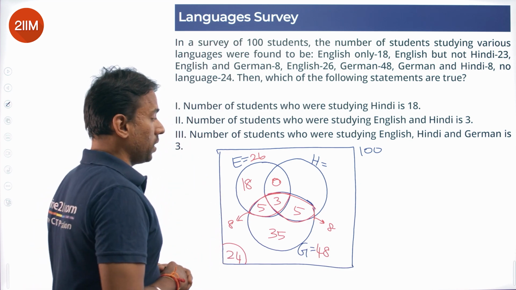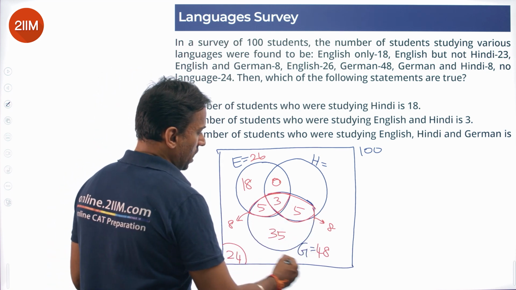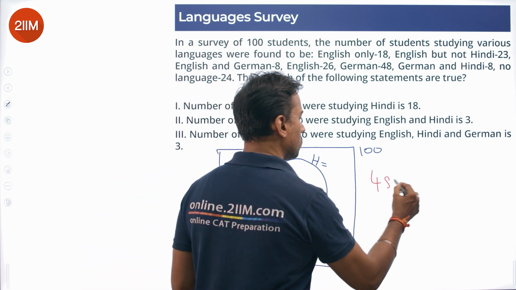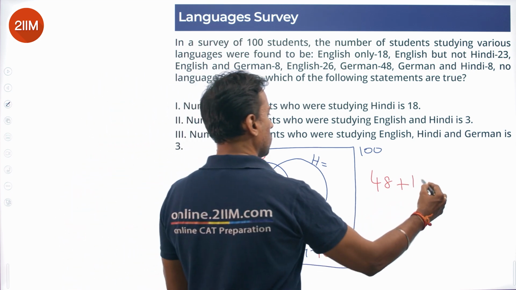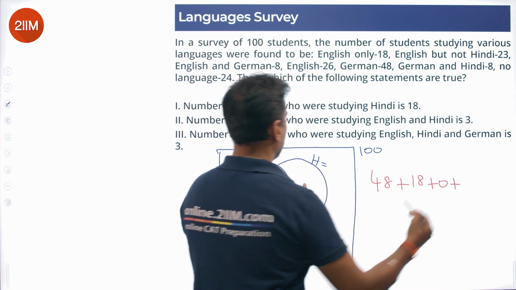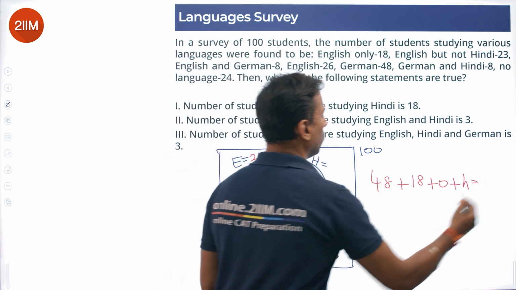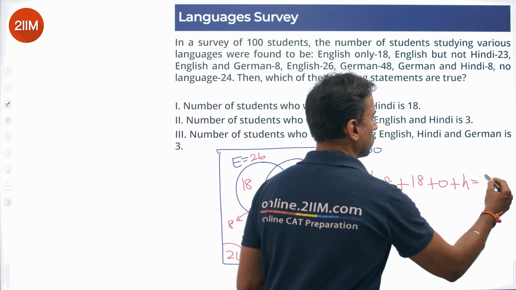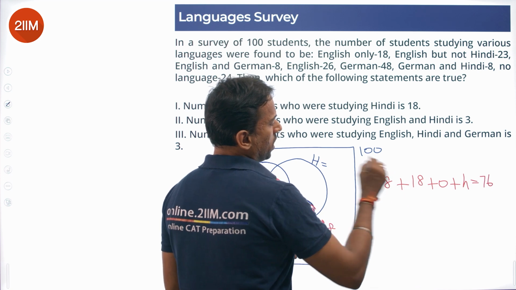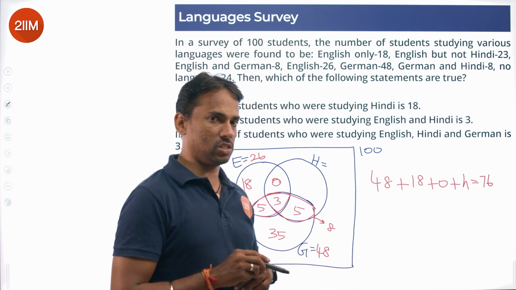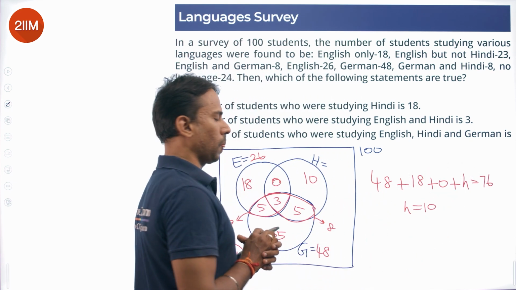Correct? That means we'll do something. German 48 plus, because anyways I don't have to add it individually, 48 plus 18 plus the 0 plus this only Hindi. Only Hindi I'll take it as small h. So this should be equal to 100 minus 24, which is 76. Correct? So 48 plus 18, that's going to be 66. So 66 plus h is 76, so h should be 10.